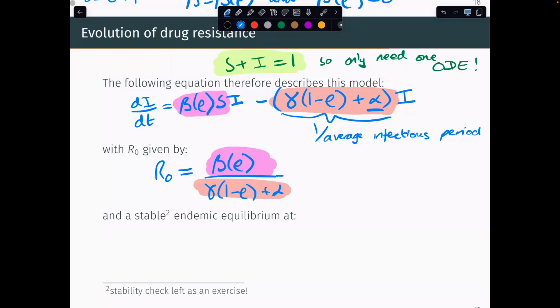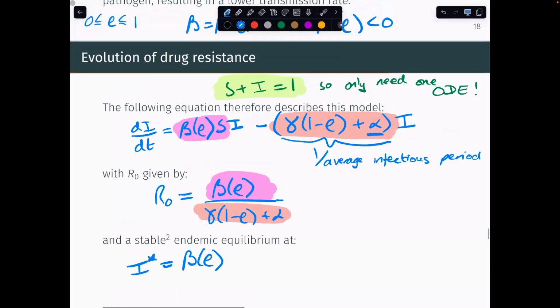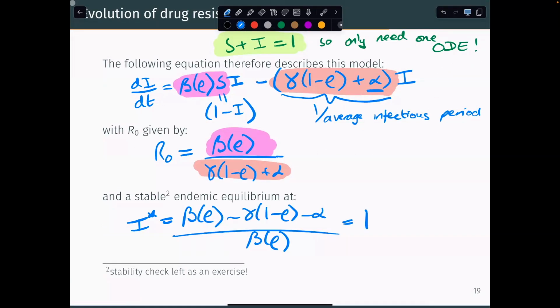Okay, it's also possible to show that we have a stable endemic equilibrium. Oh, sorry, I meant to write up here, in general, this S is just going to be 1 minus I. So we can eliminate our S from this equation. So we can work out our I star, and hence our S star is going to be beta of rho minus gamma times 1 minus rho minus alpha, over beta of rho, which is just 1 minus 1 over R naught.